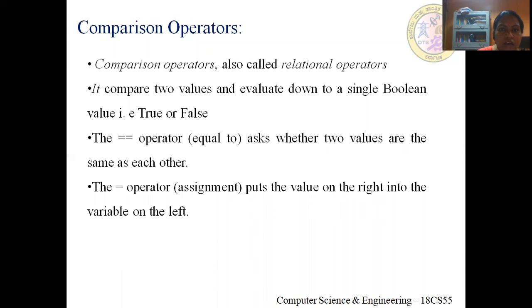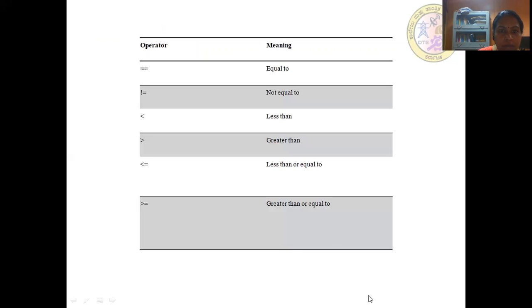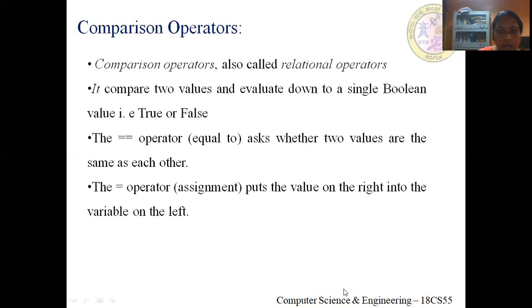The next one is the comparison operators. Comparison operators are also called relational operators. If you compare two values and evaluate down to a single Boolean value, that is True or False, that is possible with the help of a comparison operator. For example, the equal operator asks whether two values are the same as each other.